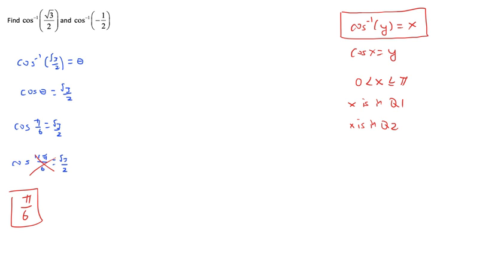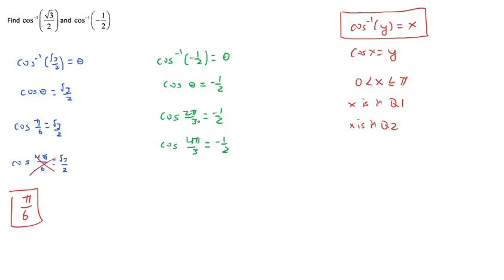So similarly, we can look at this. Cosine inverse of negative 1/2 is equal to some angle, which means that cosine of theta is equal to negative 1/2. Once again, we know that there are two answers for this. The cosine of 2 pi over 3 is equal to negative 1/2, and the cosine of 4 pi over 3 is also equal to negative 1/2. So once again, do we have two answers for this angle? The answer is no. There can only be one answer.